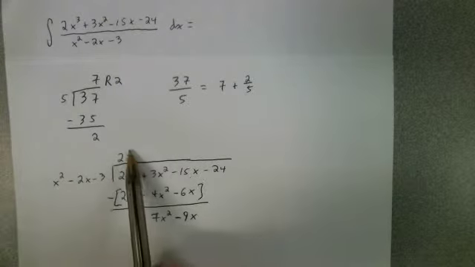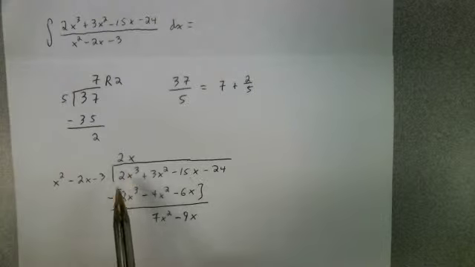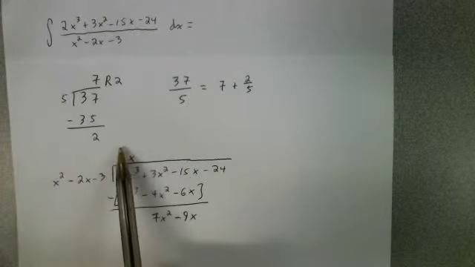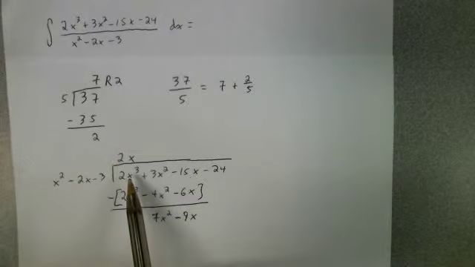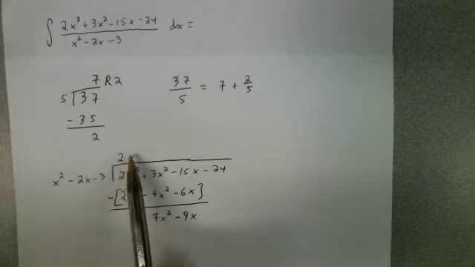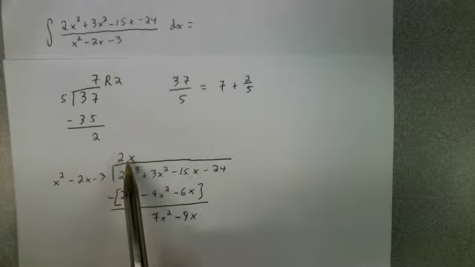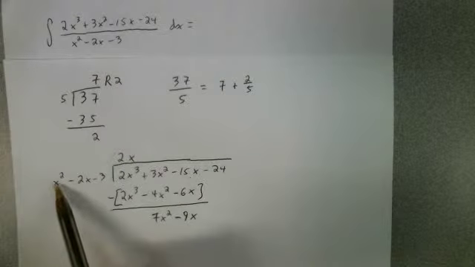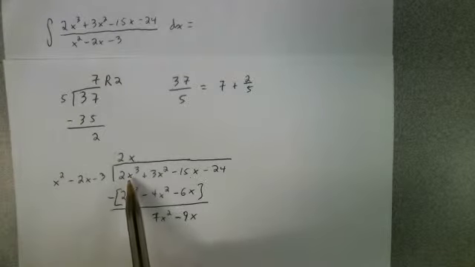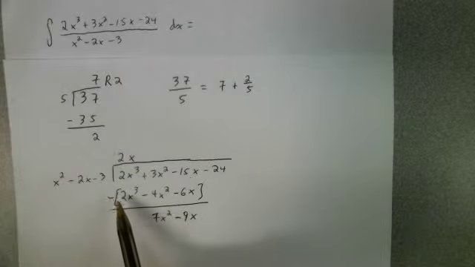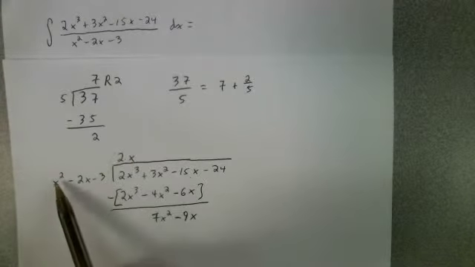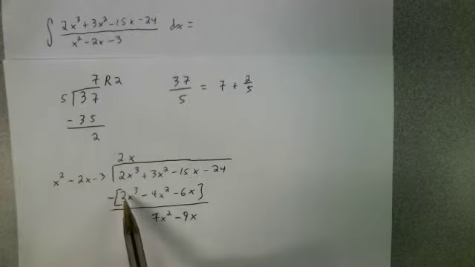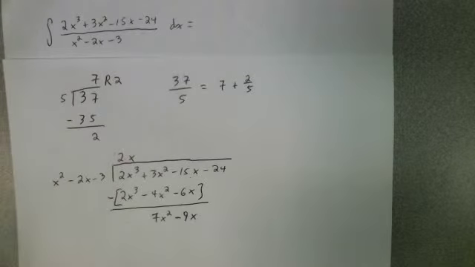So when you're trying to look for what number to put up here, what you have to do is say, what times x squared gives you 2x cubed? You got to be asking, what do I have to put here so that when I multiply it by this guy, I create this guy? Because in the next step, you want to be able to subtract and get rid of the leading term. So I need a 2x. 2x times this guy gives you that guy.